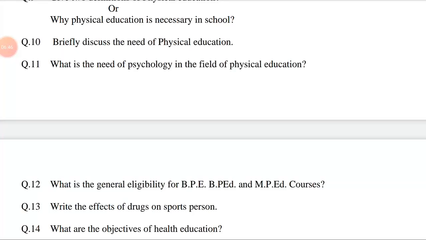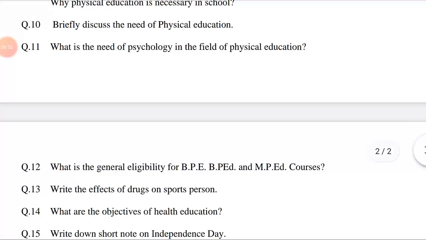First, physical growth and development. Second, emotional development. Third, social development. Fourth, cultural development. Fifth, character development. Sixth, intellectual development. 7, physical fitness. 8th, mental development. 9, leadership qualities developed. 10, health and safe habits etc.